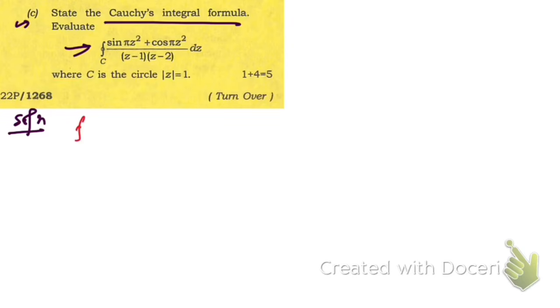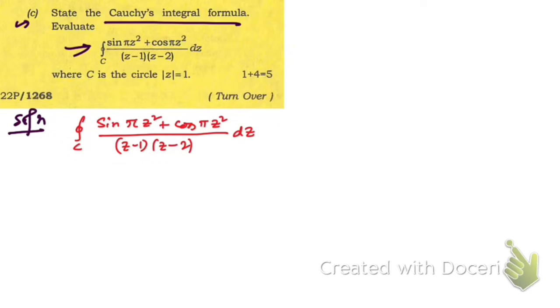So here we have the integration of (sin πz² + cos πz²) divided by (z − 1)(z − 2) dz, where C is the circle given by |z| = 1, right?